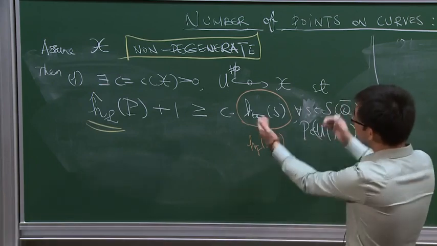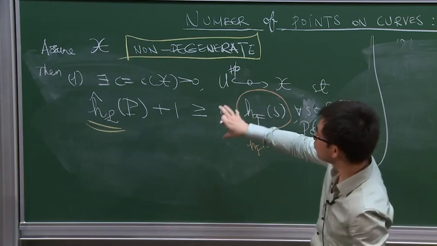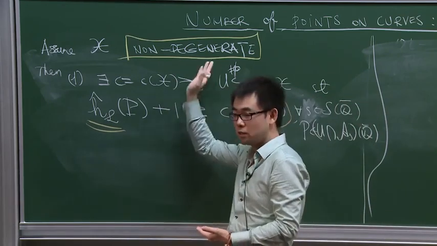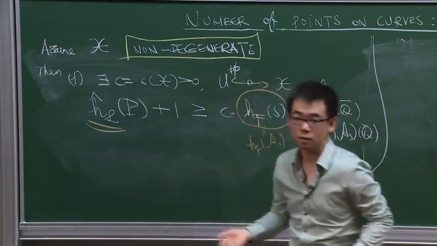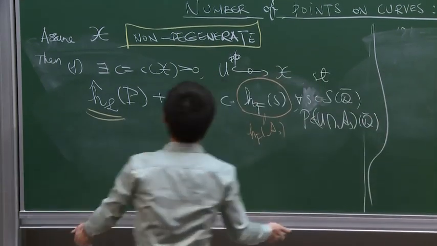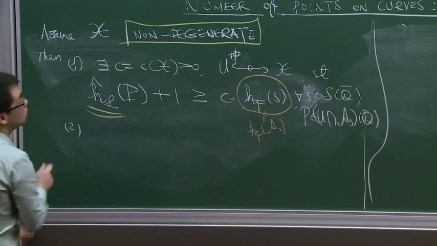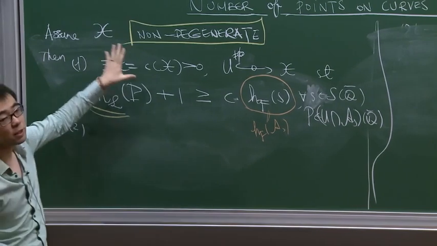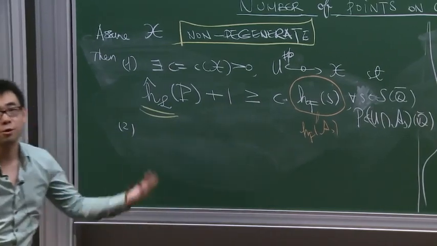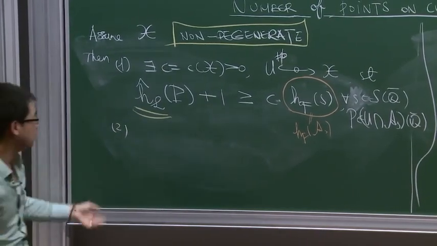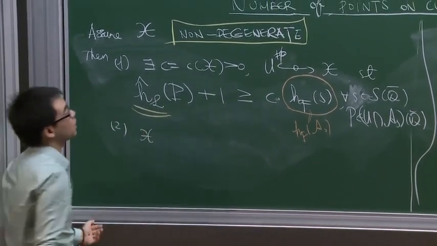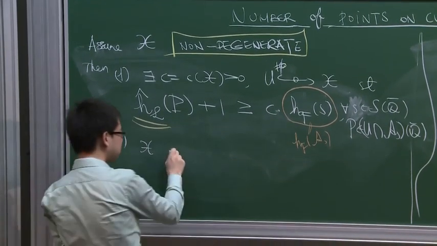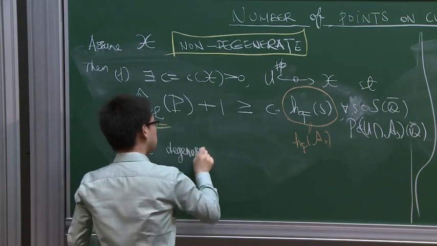But here, what we proved is that if we restrict to a subvariety satisfying some property, then these two heights can be bounded. And of course, in order to make this useful, we need to say what non-degenerate means. There is an original definition, but it's ad hoc. So here, we also give a criterion of this non-degeneracy.